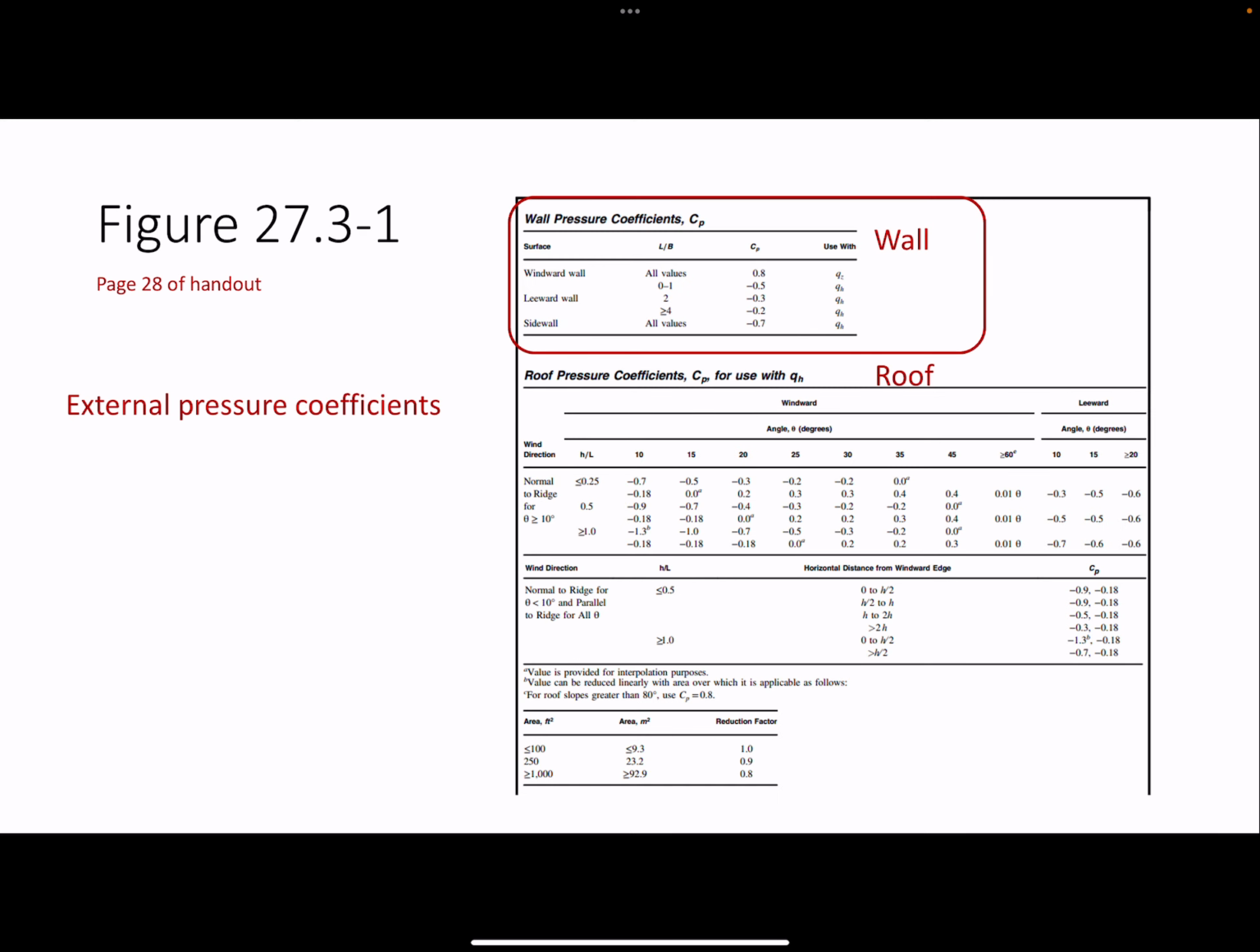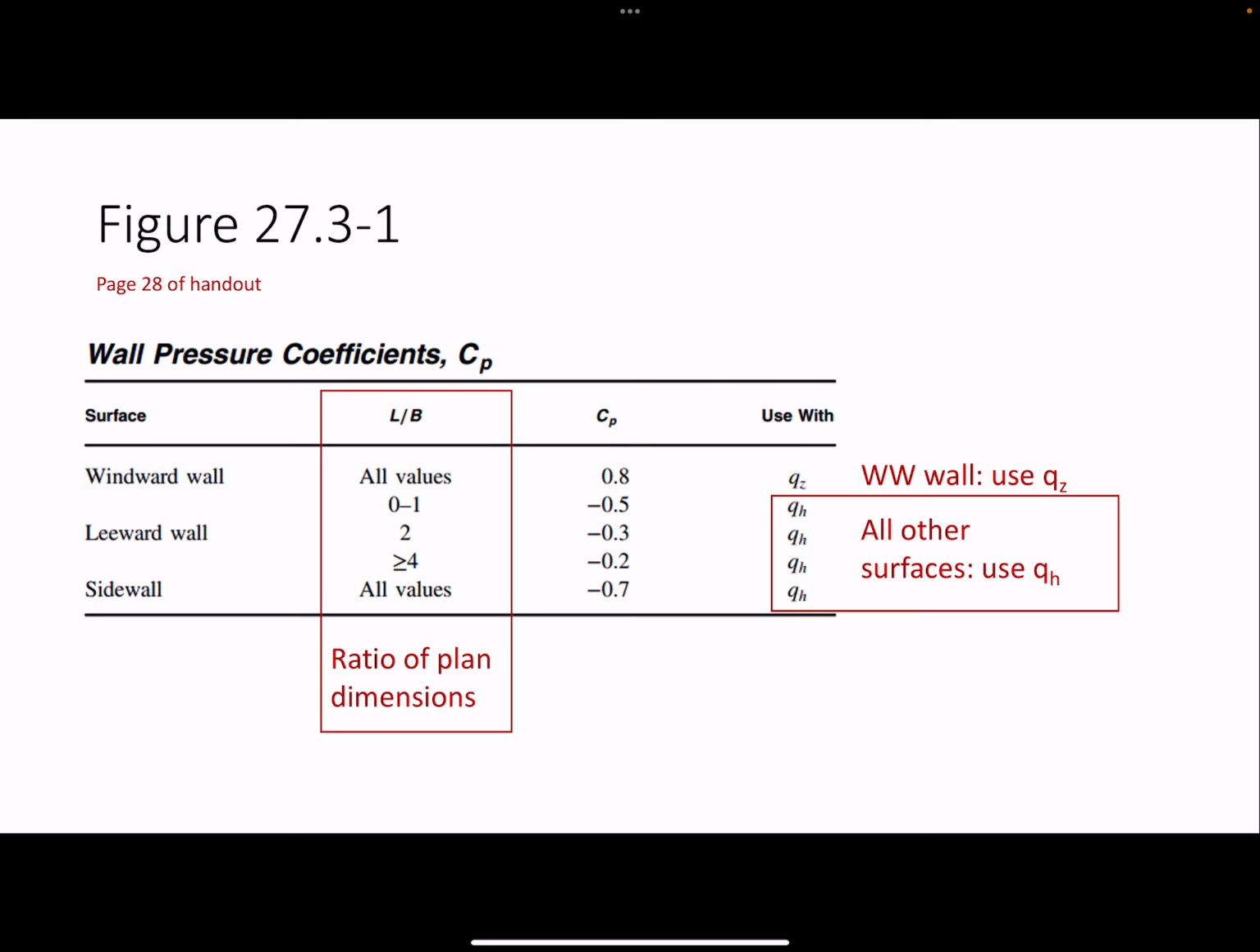Now, the last page of the handout on wind loads is all focused on the external wall coefficients and the roof pressure coefficients. So this is all for calculating external pressures on your walls and roofs. We'll first look at the wall coefficients. The wall coefficient, you enter that table with the ratio of L over B. And remember, before I defined those dimensions, right?